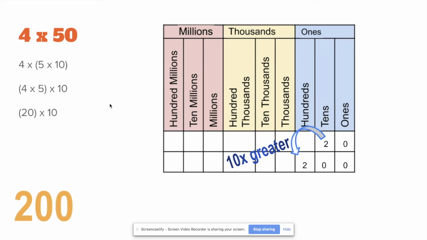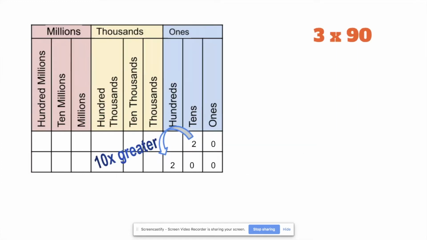All we did was break down this 50 into 5 times 10, and then we multiplied 4 times 5 first, and then we saved the 10 for last because that's easier. All right, let's do another one.